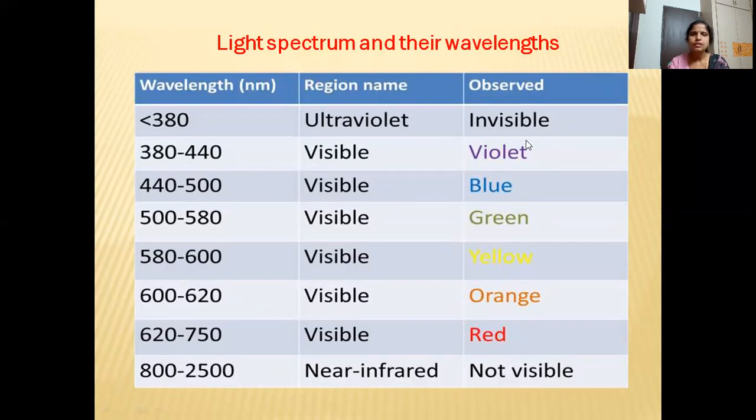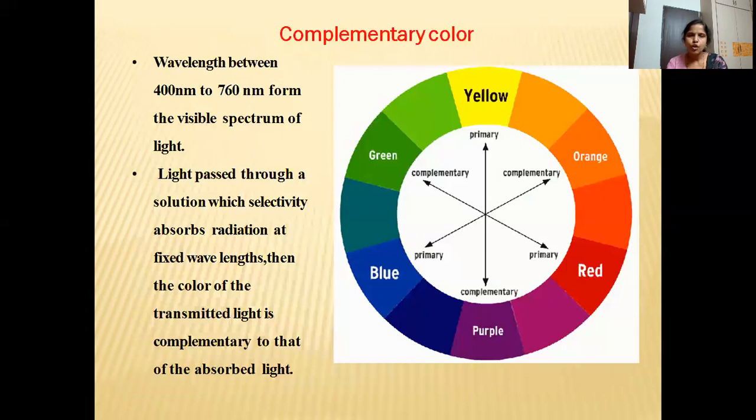So only the region from 380 to 750, or you can take it as 400 to 800 nanometers, is the visible region, where we can see all the colors. And what are complementary colors? As we know, when a light is falling on a substance, the substance will absorb all the light, but it also reflects or transmits one light. So the light or the color which it transmits is known as the complementary color.